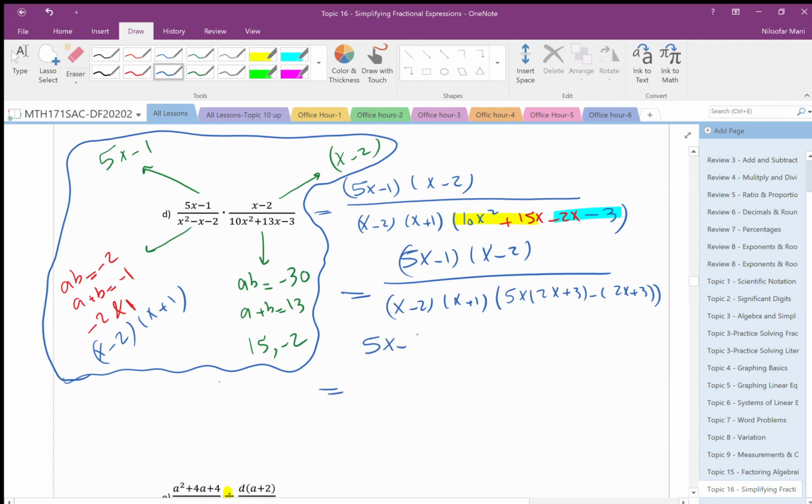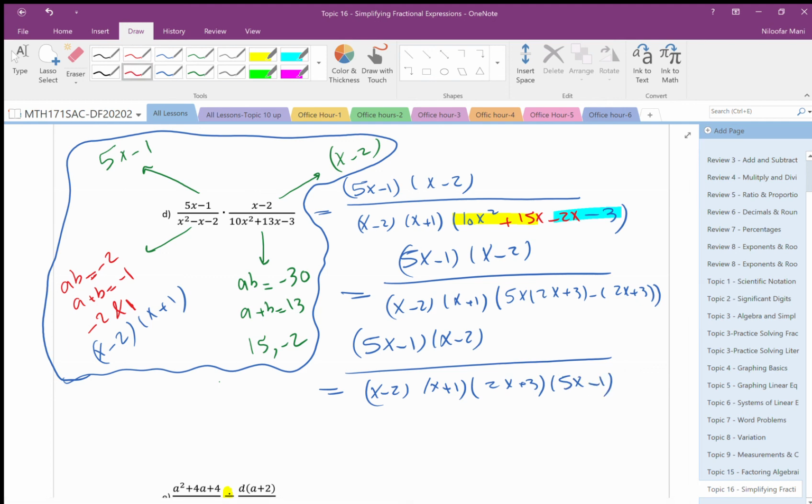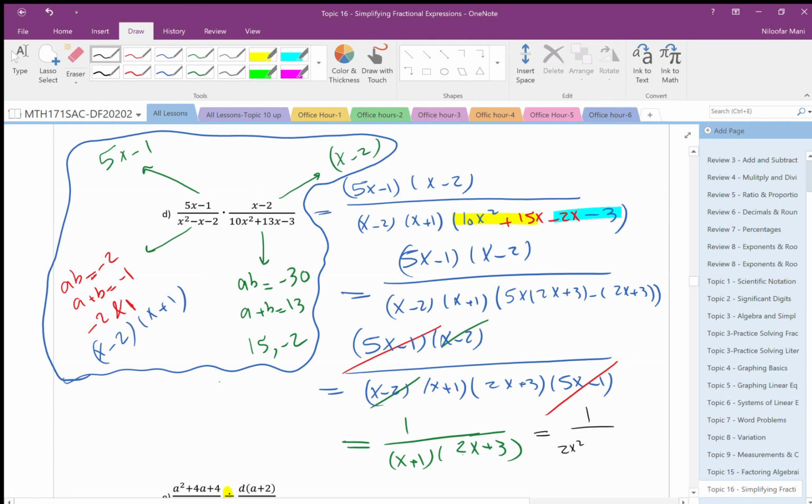Okay, so it is 5x minus 1 multiplied by x minus 2 over x minus 2, x plus 1, 2x plus 3, 5x minus 1. Yes, and you can factor, then cancel this and that, cancel this and that. What is left from top? 1. What is from bottom? This. Okay, perfect. So far so good. Yes, and then at the end, what is the result? So here at the end I can say it is 1 over 2x squared, 5x plus 3.